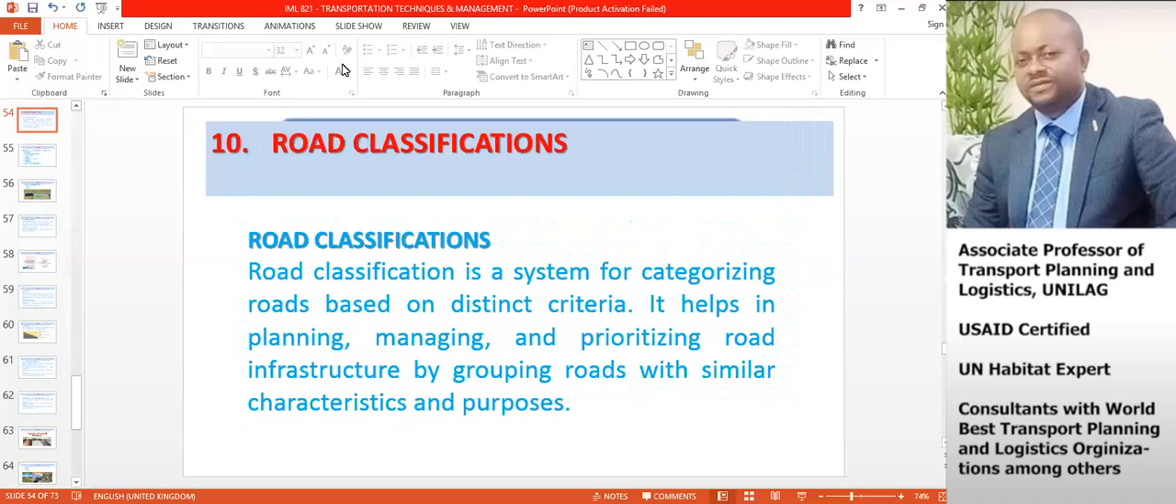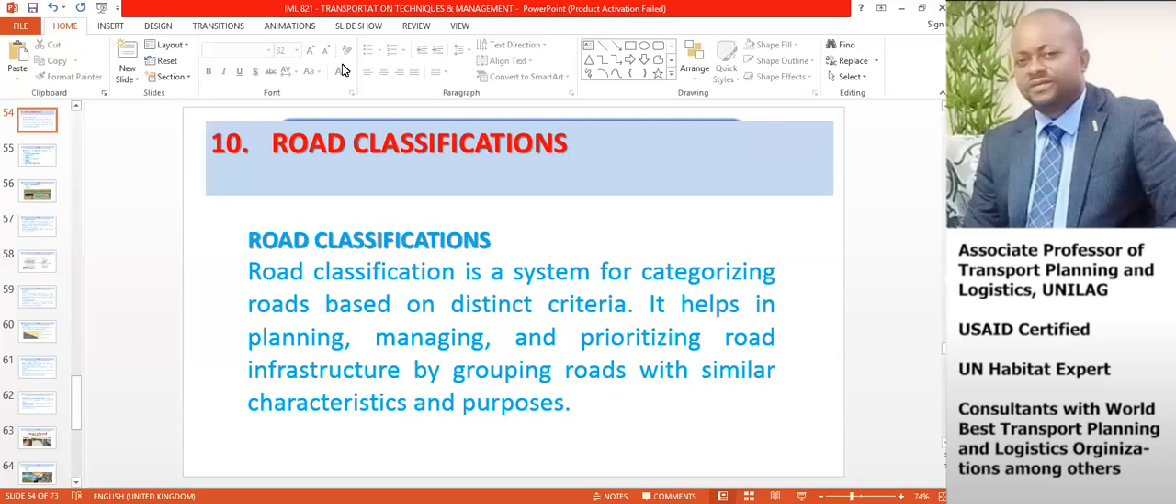On road classifications, why do we classify roads? We classify them because of their different criteria, because of their distinctions. There are distinctions ascribed to roads because of their functions, because of what they do, because of where they are, because of who owns them. Those are the bases for classifying roads. When we classify roads, it helps us to have proper planning, to manage the road infrastructure better, to prioritize them, and to know their purposes and characteristics. That's the essence of road classification.